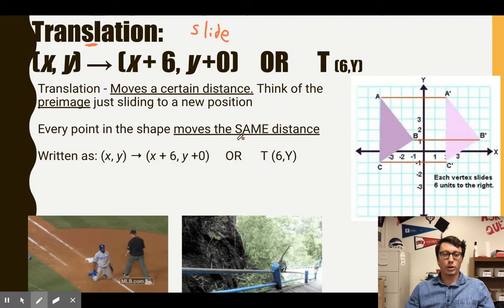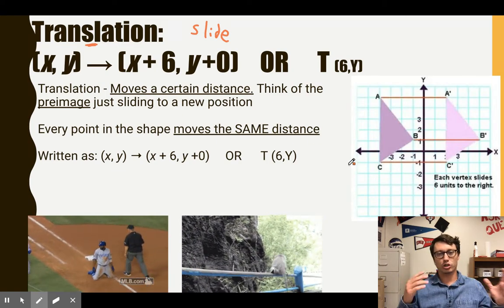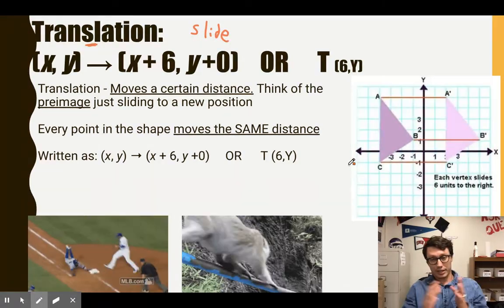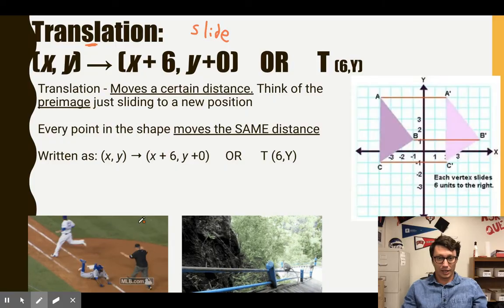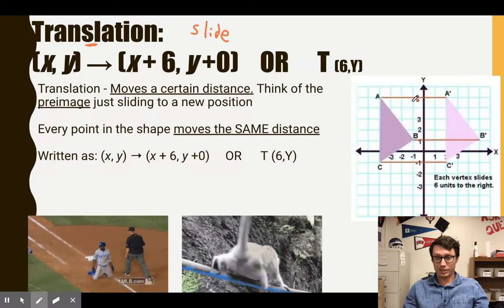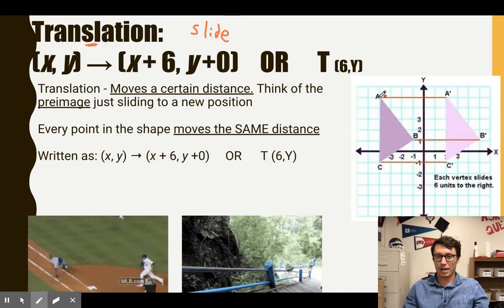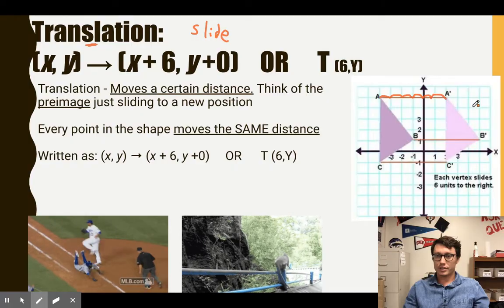Okay, every point in the shape moves the same distance, right? So if we think about this on a graph, the shape is going to move some distance in the X direction, going side to side, and it's going to move some distance going up and down in the Y direction. Okay, for this specific example, from A to A prime, it moves 1, 2, 3, 4, 5, 6 spaces.